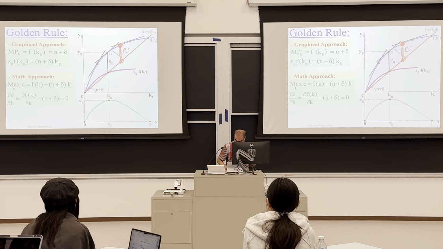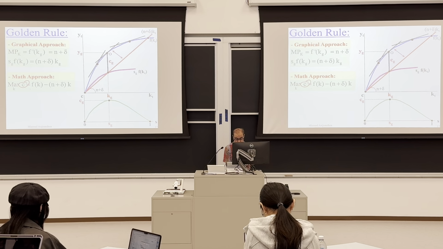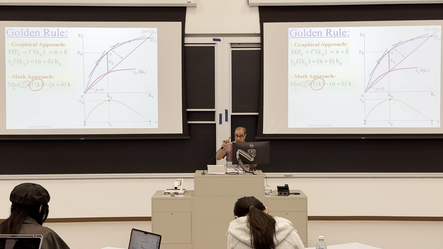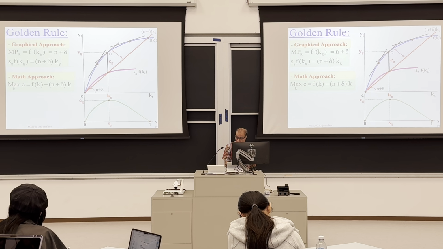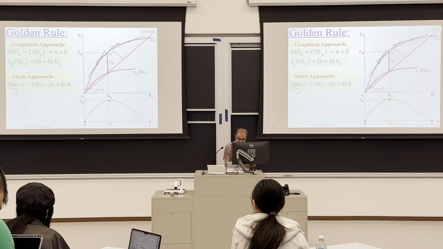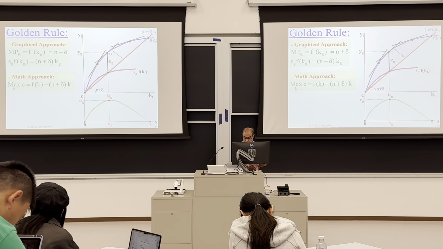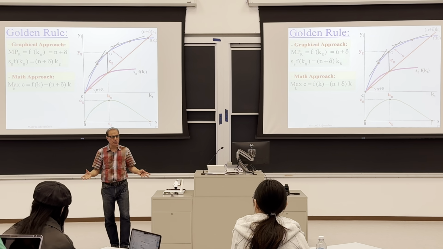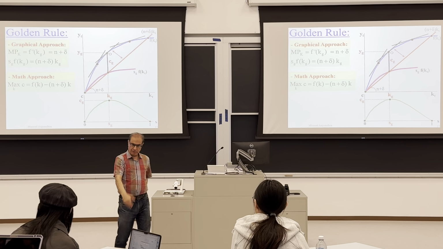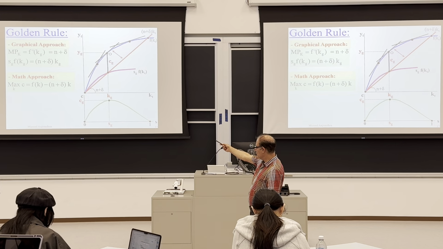I want this. So consumption is the gap between your vertical thickness, the production function, minus the depreciation line. But I want to choose K such that consumption is maximum, so-called kg. That's it. This is the mathematical solution. You can maximize consumption directly. You don't need any graph, you don't need anything. So you know how to do this.